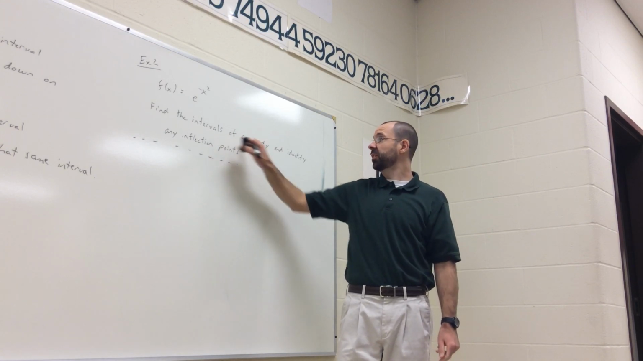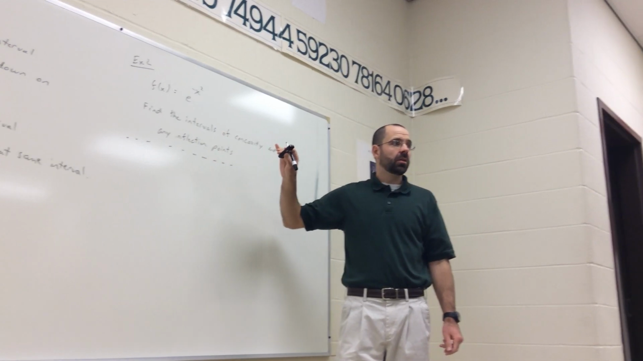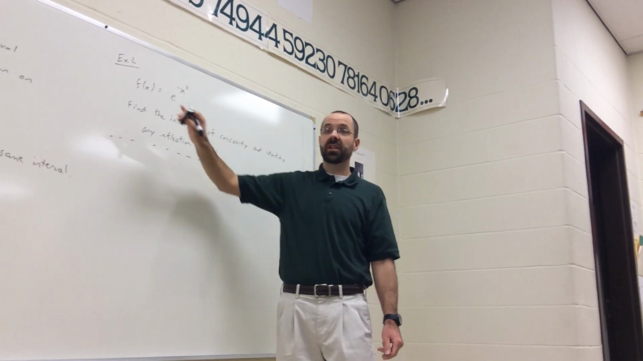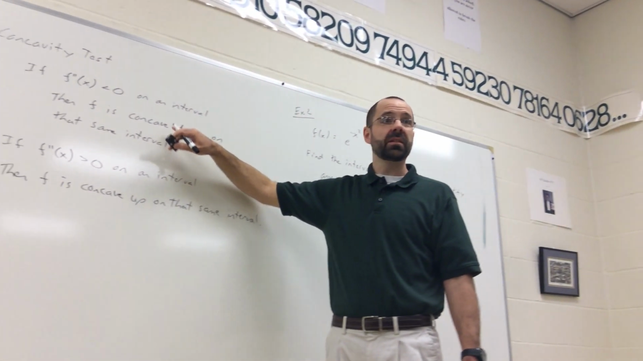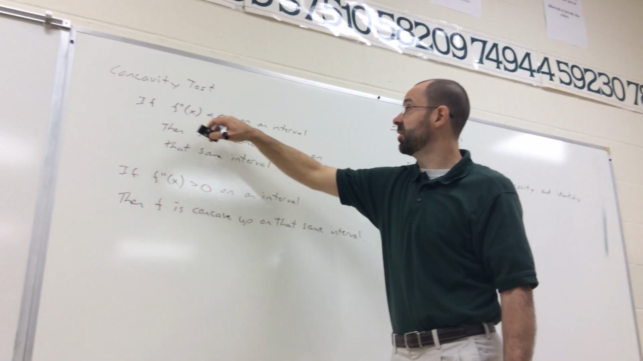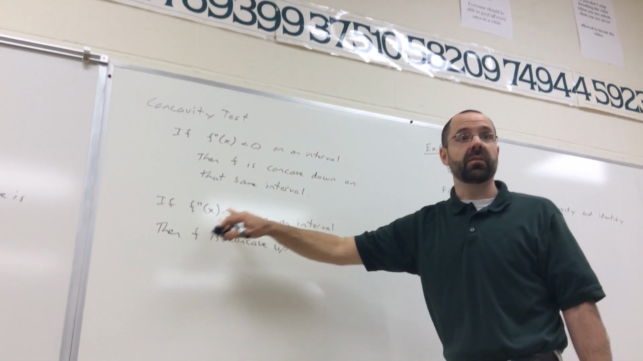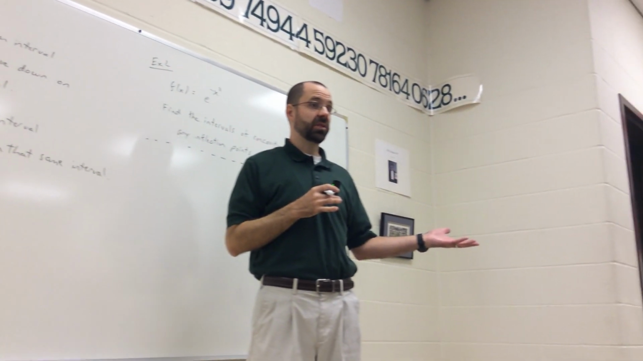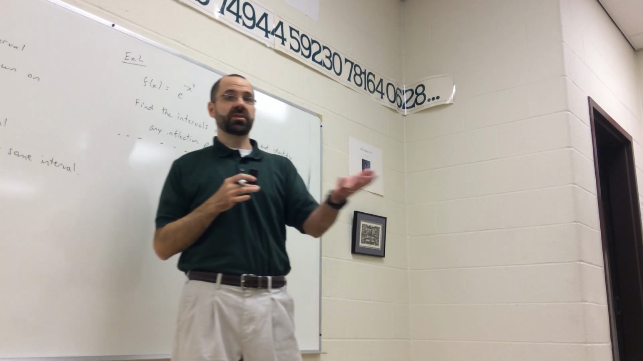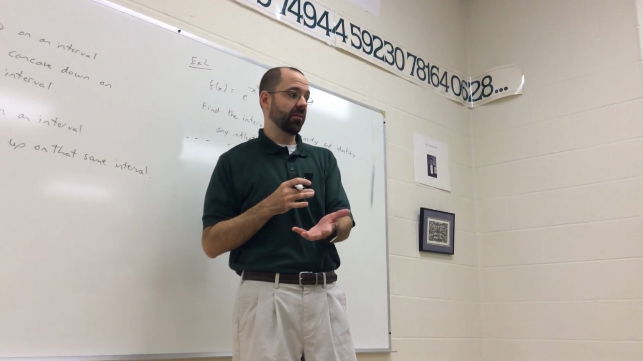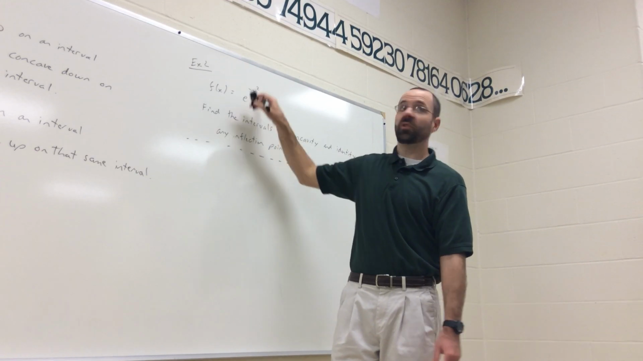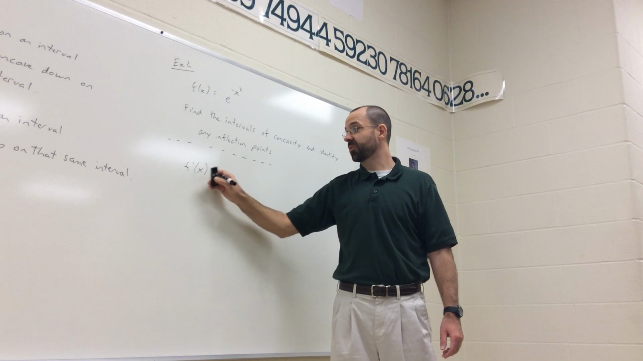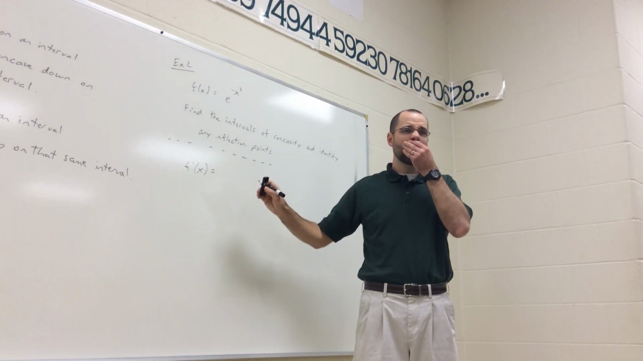Okay, so if we're going to find the intervals of concavity, we need to find the second derivative. Because according to the concavity test, we have to figure out when the second derivative is negative and when the second derivative is positive. So when the second derivative is negative, that's where it's going to be concave down. And when the second derivative is positive, that's where it's going to be concave up. All right, so first of all, we need to get to the second derivative of this. Well, before we can find the second derivative, we need the first derivative.